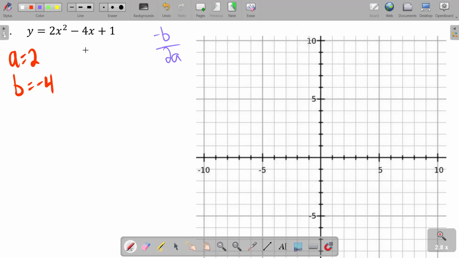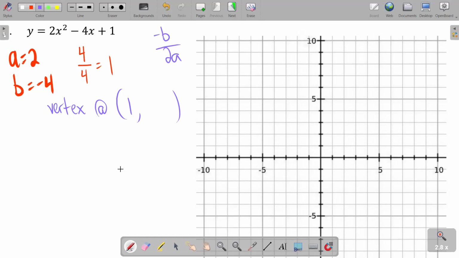And so the opposite of b in this case is what? Yeah, it switches back to being positive 4 because the opposite of a negative is a positive. And on the bottom, we're going to do 2 times a. Again, no big deal. What's 2 times 2? 4. And so the answer to this first part is 1. And so the upshot there is that we can write on our papers now with confidence that the vertex of this graph is at the point 1 comma space.